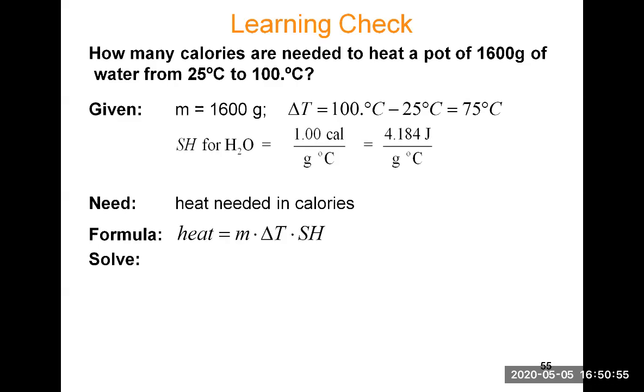So the formula again is heat equals m times delta T times the specific heat. And so this time we will keep the formula as it is because we are looking for heat. And so it's already solved for heat. And so we will only need to plug in the values. And so let's do that. So heat is equal to the mass, 1,600 grams, times the temperature change, 75 degrees Celsius, times the specific heat. And here we will use the 1.00 calories per gram and per degree.